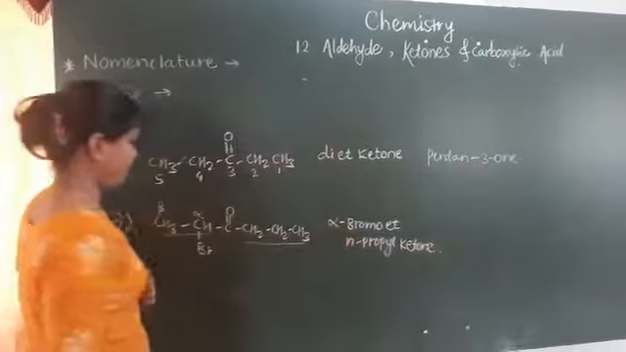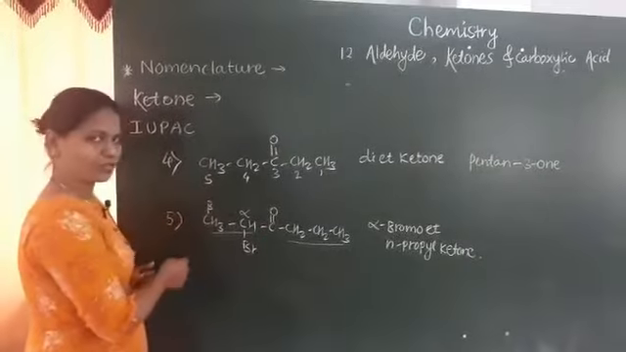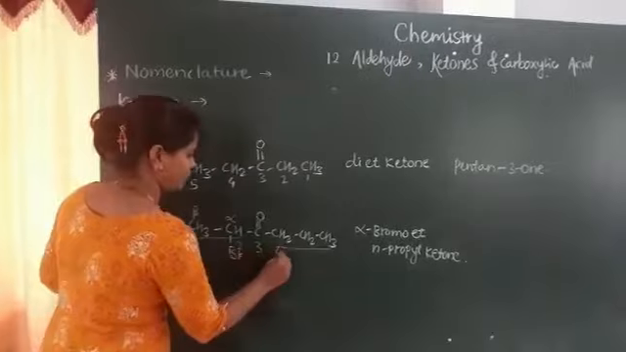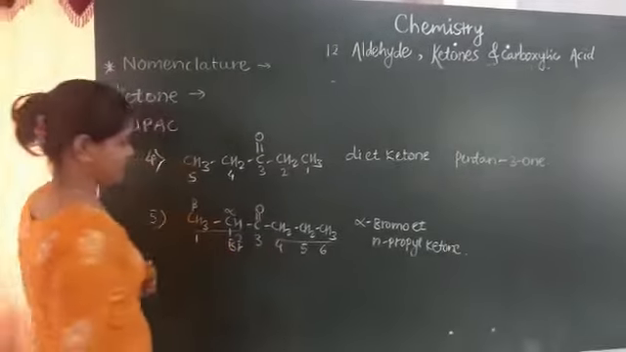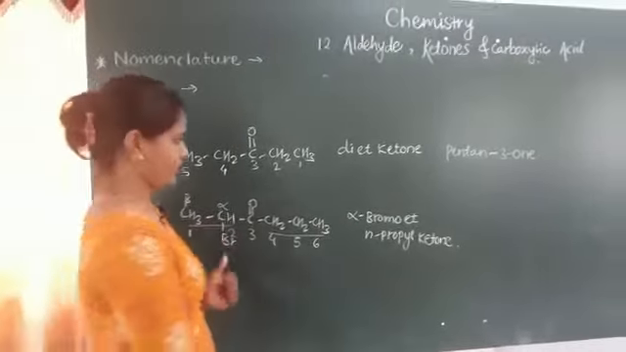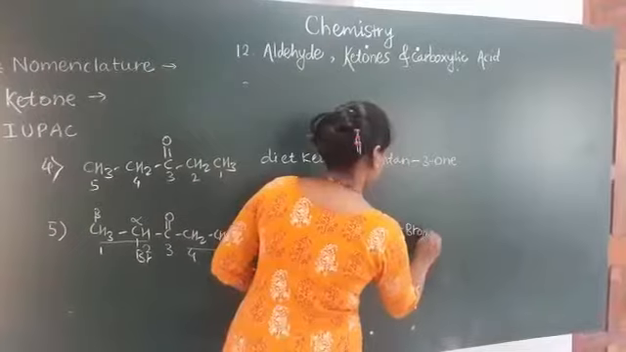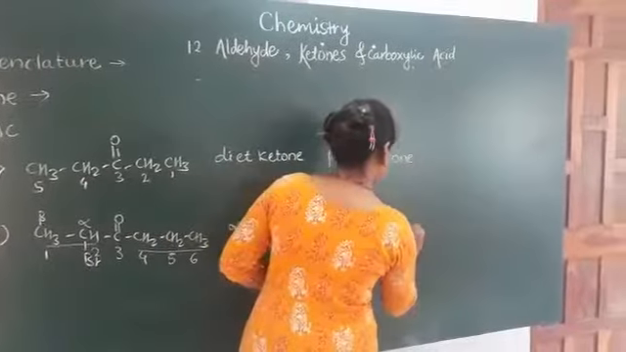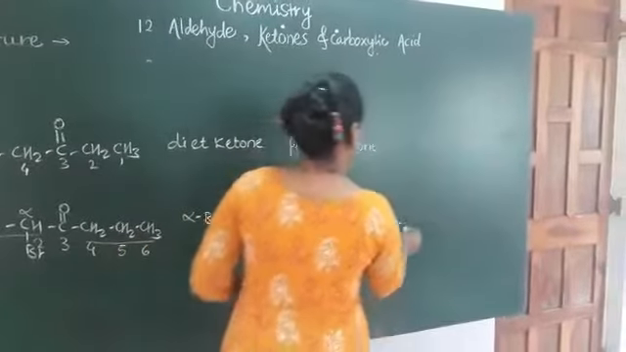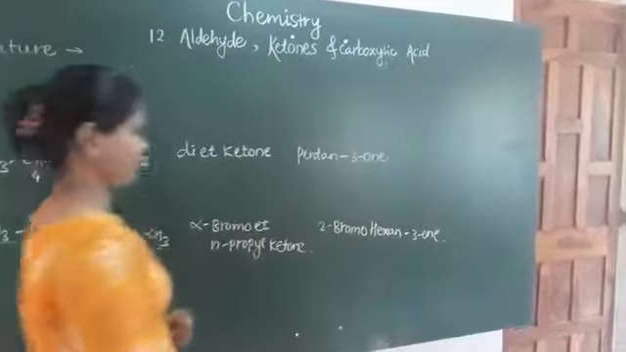And what about the IUPAC name system? We have to give the number from the side to which the carbonyl group is nearer. From this side it will be near: 1, 2, 3, 4, 5 and 6. Now on the second carbon atom, bromine is present, so we have to take it first. 2-bromo hexan-3-one. Done.